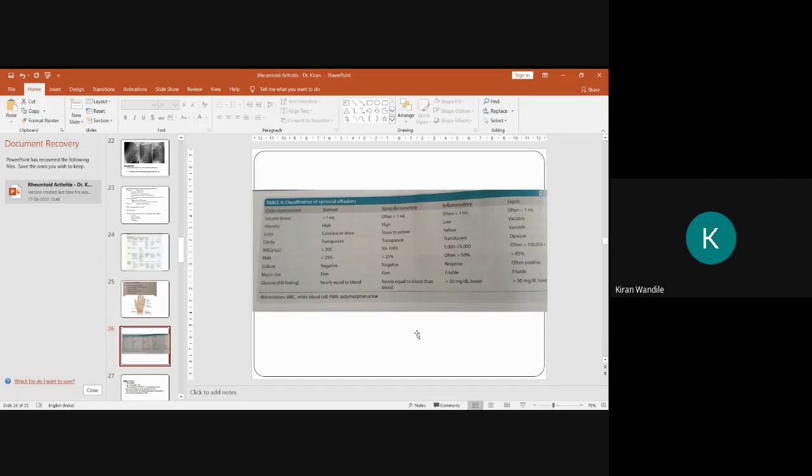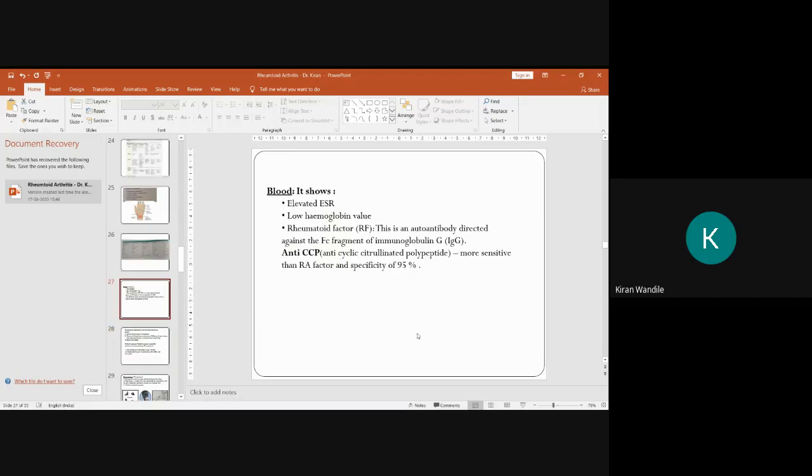So this is the synovial fluid examination to establish the diagnosis and to rule out the other diagnoses. The ESR is raised, the hemoglobin is low. Rheumatoid factor is an autoantibody directed against the Fc fragment of immunoglobulin G. That is the classical rheumatoid factor test. But there are certain conditions in which you get false positive results of this rheumatoid factor. In which conditions can you get a false positive rheumatoid factor?